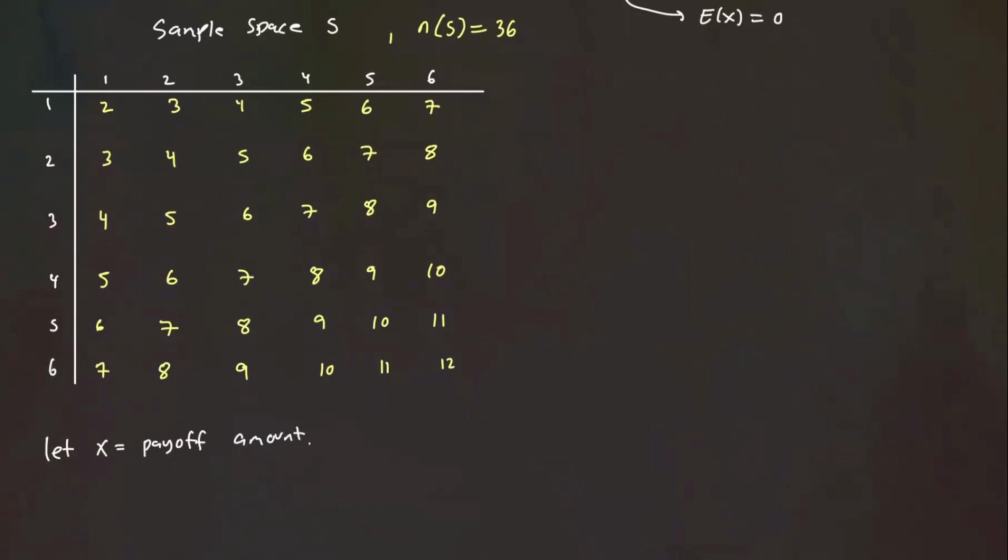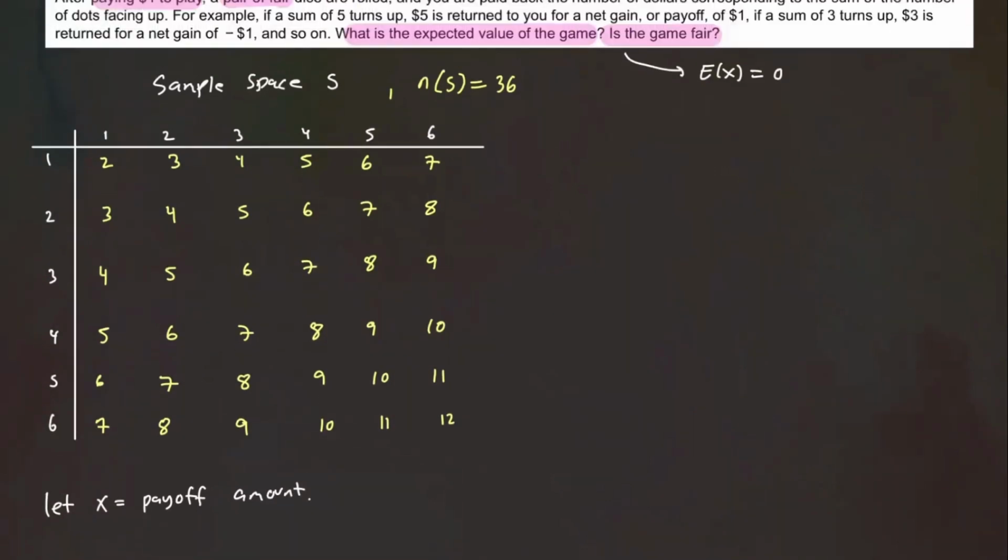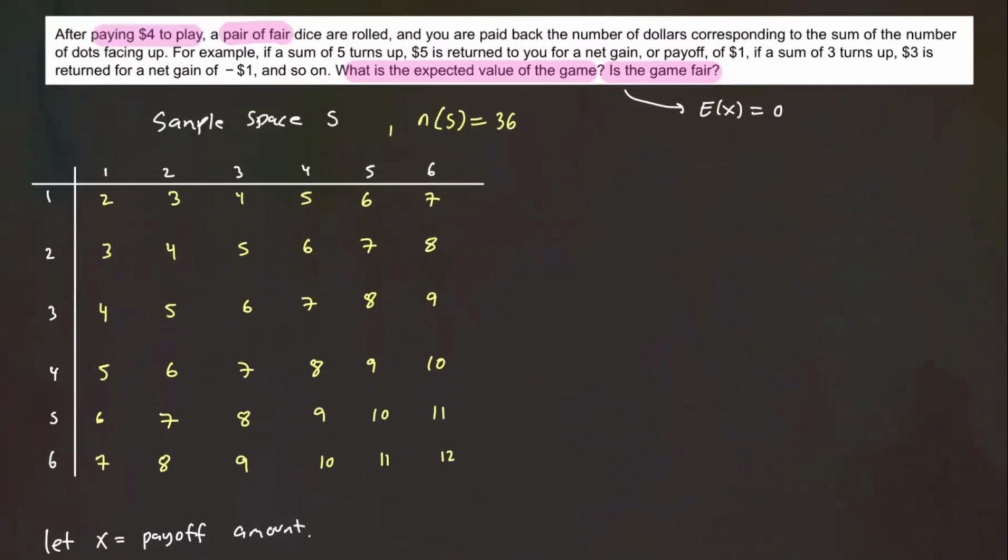So x can take values such as, the lowest sum you can get is a 2. Since you're paying $4 to play, your lowest net gain will be negative $2. So you'll lose $2 and then it will start to increase. And the maximum you can get is the sum to be 12, meaning your possible net gain will be 12 minus 4, that's $8.